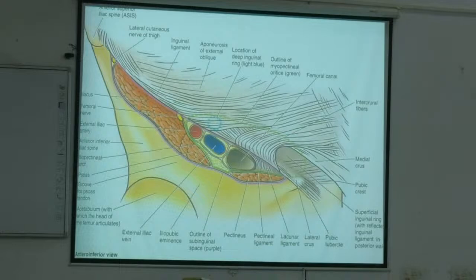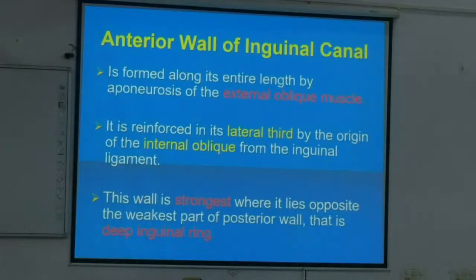And this is the superficial inguinal ring, triangular in outline, formed by two crura, medial crus and lateral crus, joined by the intercrural fibers, and these arched fibers are formed from the internal oblique and transversus abdominis. Okay. Next, now we will discuss the walls of the inguinal canal.